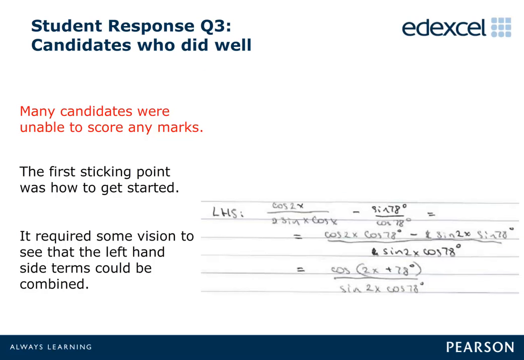Question 3 proved to be very challenging. Many candidates were unable to score any marks. This was because some vision was required to see that the left-hand side terms could be combined. Students then had to see that the sec x on the right-hand side could be cancelled away once the sin 2x term had been expanded.